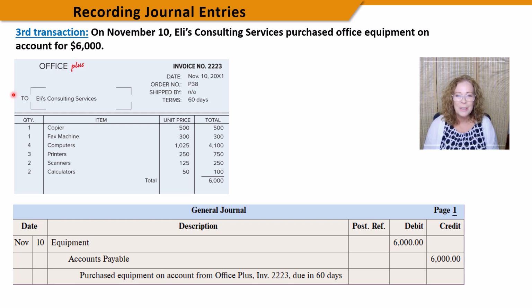For this transaction, we had previously analyzed it and determined that we debit equipment and credit accounts payable for $6,000. We enter that information into the general journal by writing the date, the account equipment into the description, and the amount of $6,000 into the debit column. On the next line, we slightly indent and write accounts payable into the description and $6,000 into the credit column. On the third line, we write a short description that summarizes this transaction.